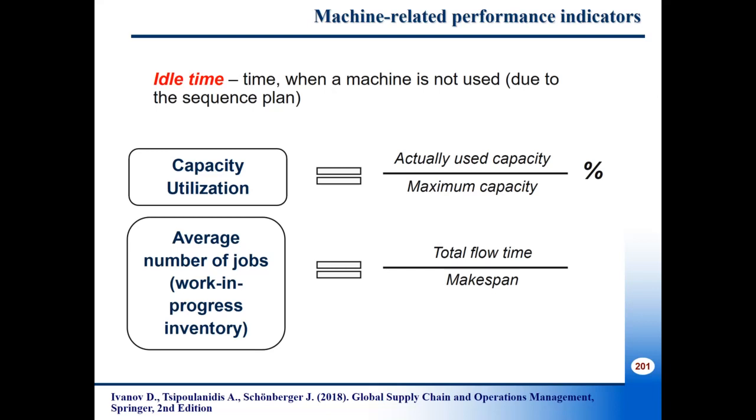In machine-related performance, two indicators can be used. One is capacity utilization, as a ratio of actually used capacity and maximum capacity, and the other is average number of jobs or work-in-progress inventory, as a ratio of total flow time and makespan. The objective of measuring capacity utilization and average number of jobs is to control idle time so that it does not exceed the allowable limits.